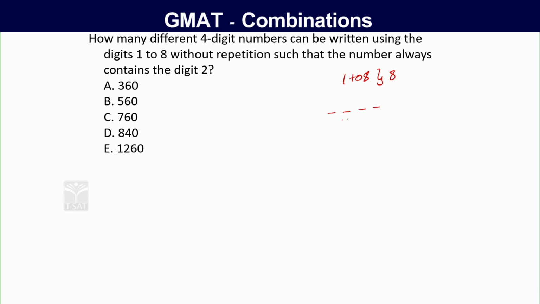Okay, so there are 4 places. The digit 2 can fill one of these 4 places in how many ways? In 4C1 ways to have the digit 2.